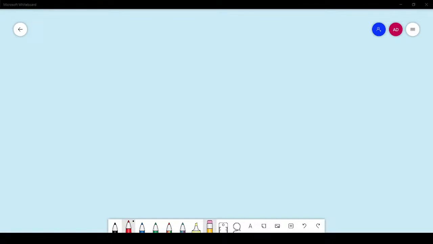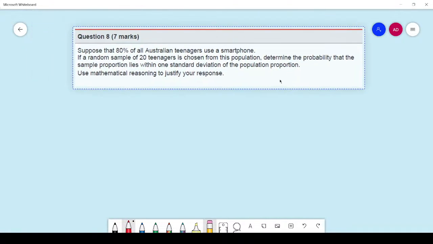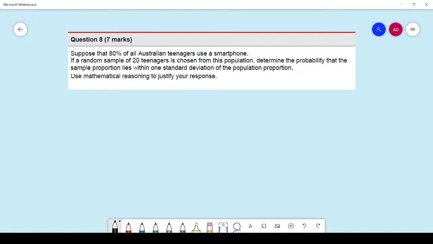So let's look at the last question. Suppose that 80% of all Australian teenagers use a smartphone. If a random sample of 20 is chosen, so I assume this is sample proportion. Probability the sample proportion lies within one standard deviation. So we'll need to find standard deviation. So n is 20, p is 0.8. We need to find standard deviation.